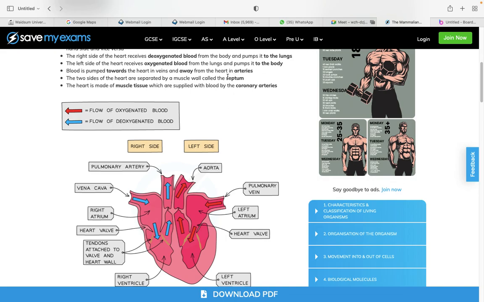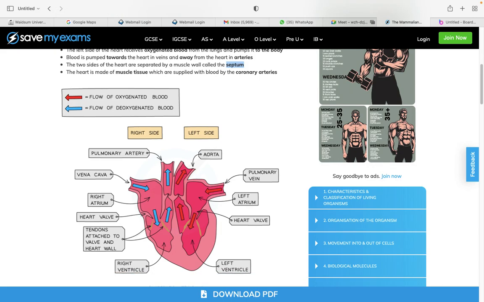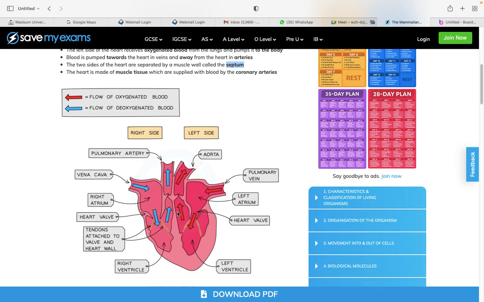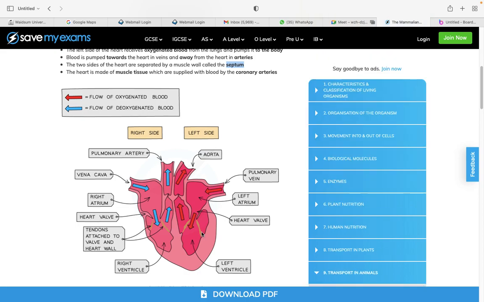Then the two sides of the heart are separated by a muscle called the septum. You need to know this. It's in your biology exam, septum. This place that separates the two sides of the heart is called the septum. Can we find it? They label the septum this way, this place. You see septum in this labeling? The septum separates this whole long part. What color is this? Reddish pink, let's say peach. This one is called septum. It separates the two sides of the heart. Is that okay?